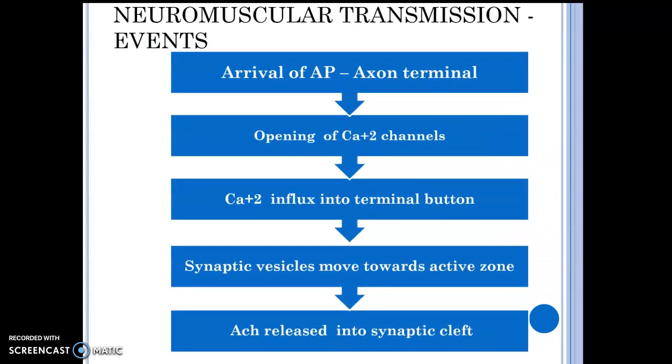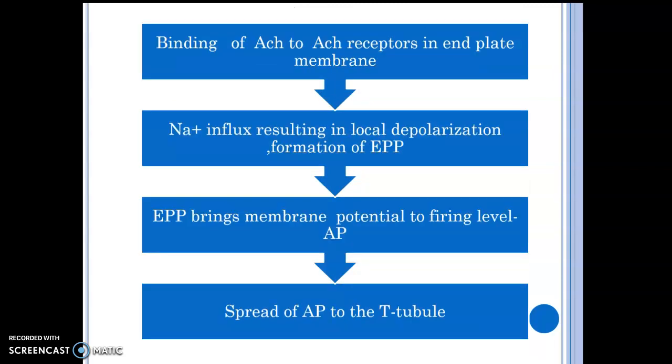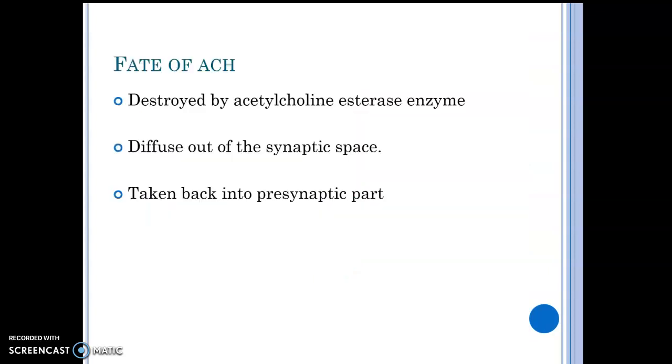So we will again see this in a flow chart, how neuromuscular transmission is taking place. What all things we have discussed, we will now summarize into a flow chart. Action potential will reach the axon terminal. It causes the opening of calcium channels. Calcium will enter into the nerve. Synaptic vesicles will fuse at the active site. Acetylcholine will be released into the synaptic cleft. And the binding of acetylcholine to its receptor causes the production of end plate potential. When this end plate potential brings the membrane potential of the muscle to the firing level, action potential will be produced and that action potential will be spread to the entire muscle membrane.